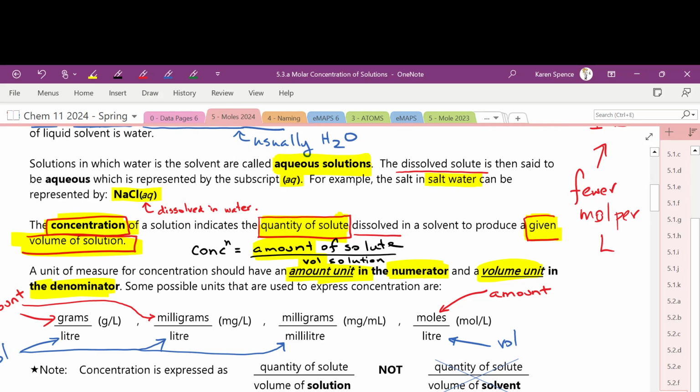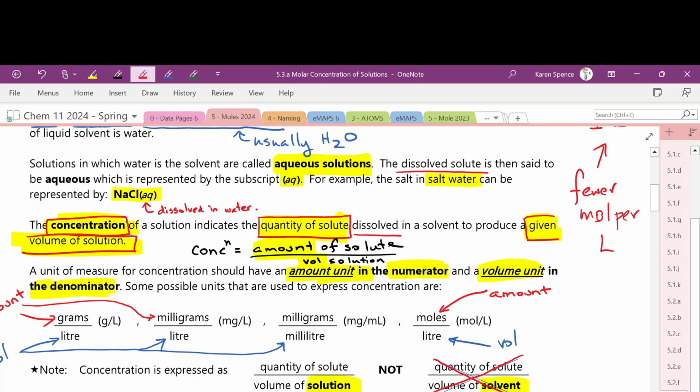Now here's a little tricky thing to think about. Concentration is expressed as the quantity of solute, so we have the solute on the top, over the volume of the solution. Okay? It is not the quantity of solute over the volume of the solvent. That is not correct. So we're going to take a look at a little picture here.